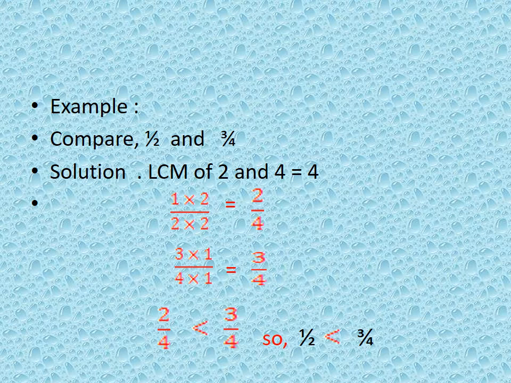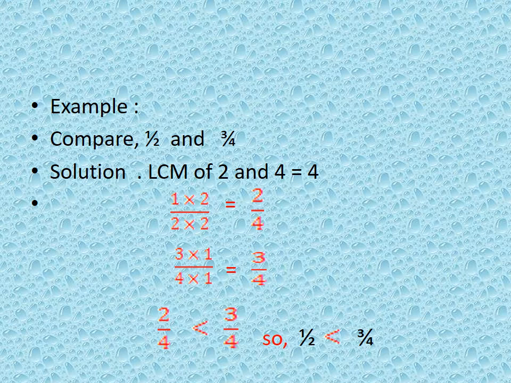Compare 1 by 2 and 3 by 4. Here you have to find out the LCM of the denominators, that is 2 and 4. LCM is equal to 4. Now you can make the denominator equal to 4. Now let us solve. First 1 by 2. To get 4 as the denominator, we have to multiply 2 by 2. Therefore, numerator 1 should also be multiplied by 2. So, 1 by 2 into 2 by 2 is equal to 2 by 4.